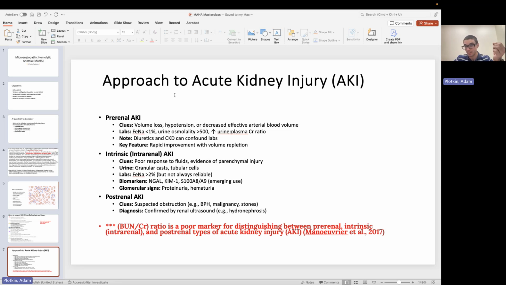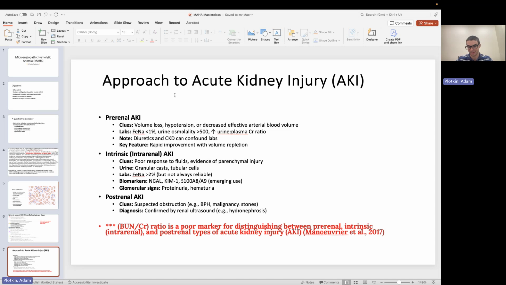So really in these patients, the big thing that's happening is a volume loss, some sort of hypotension, decreased flow to the kidney. The tubules are okay. When I give them the fluid back, it kind of corrects everything. That's different from intrinsic AKI, where the patient has a poor response to fluids. They have actual kidney parenchymal injury.